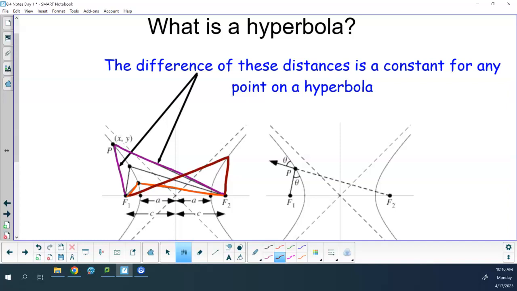Okay? That's what a hyperbola is. It's a little more complicated. It's not a closed loop like an ellipse or a circle. It's an open curve like a parabola. It's a bola. Okay? So that's what a hyperbola is.